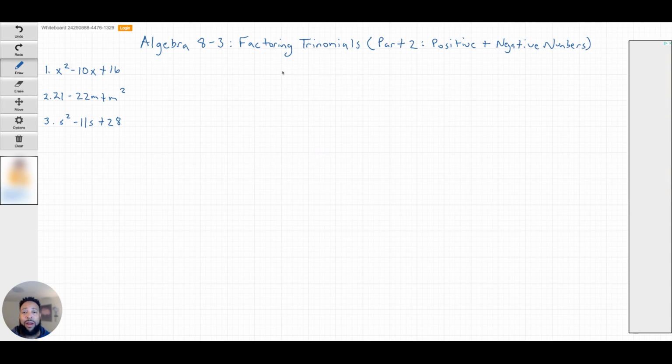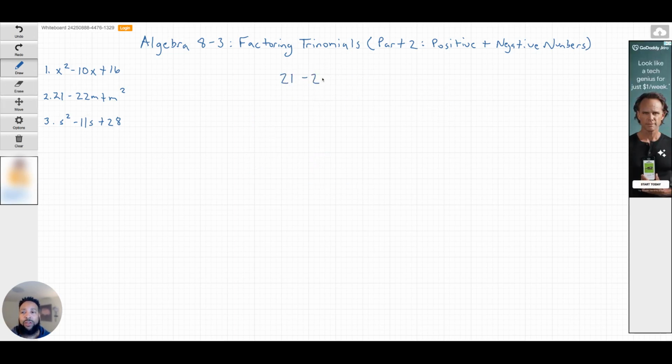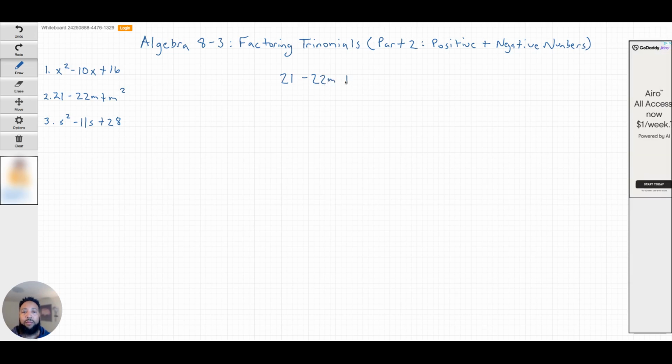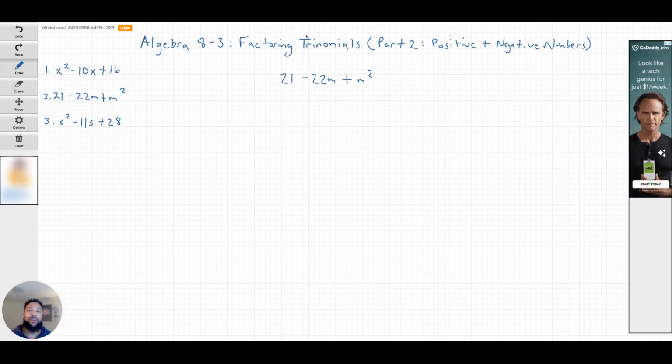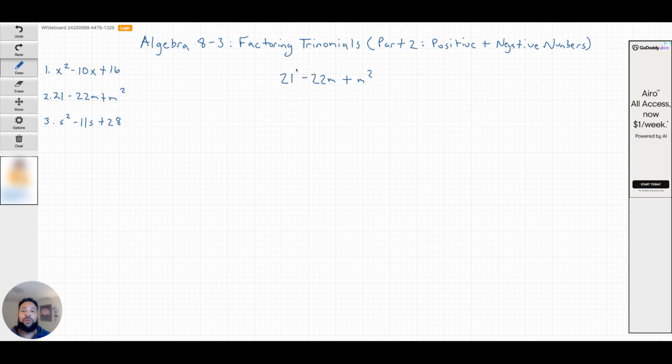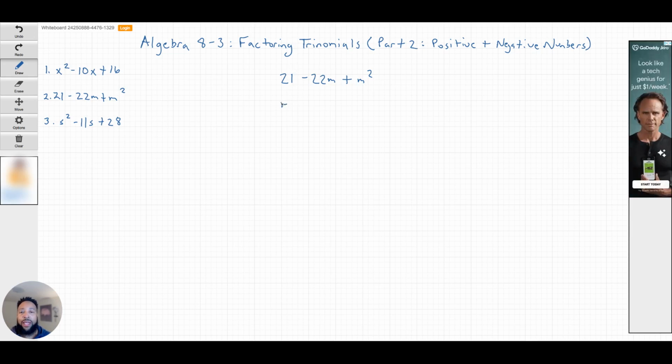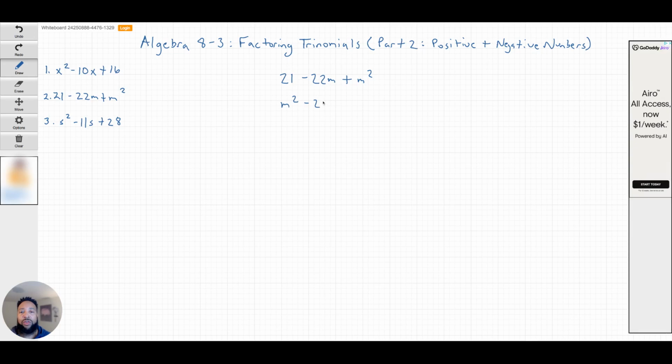Okay, so our next problem is 21 minus 22m plus m squared. Now notice this isn't usually in the format that we're accustomed to, so we can turn this around to be m squared minus 22m plus 21. So here we have a negative coefficient, negative 22, and then another positive coefficient, 21. So basically, we have our two m's.